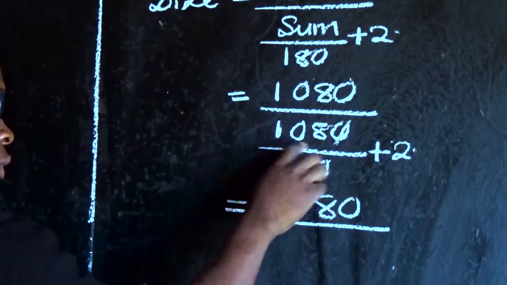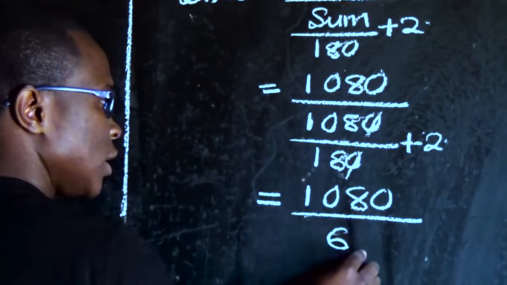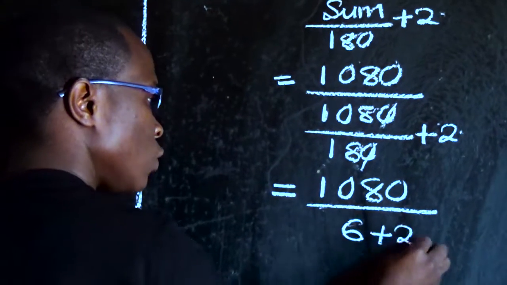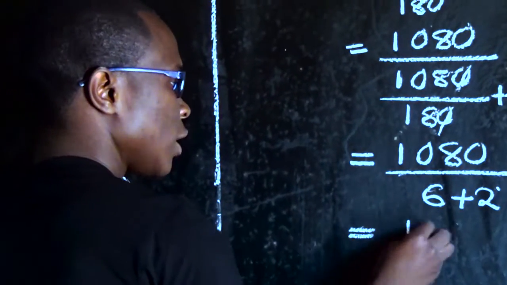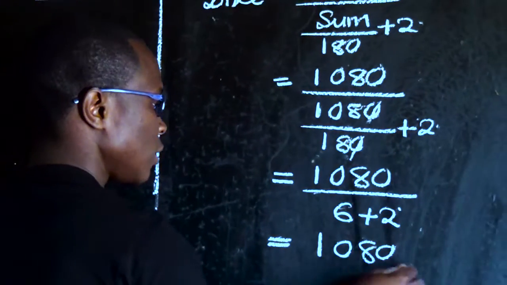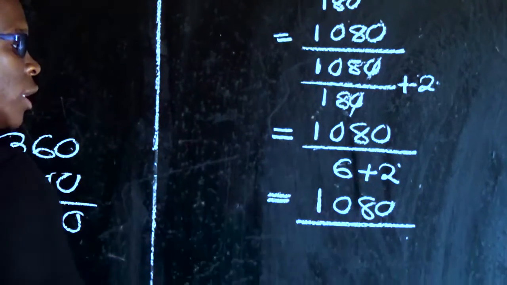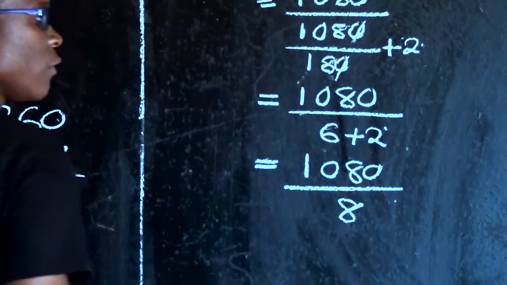So 18 into 108, you get what? You get 6. Now this 6 you add what? Plus 2. Are we moving together? Then you say it's equal to 1080 over 6 plus 2. You get what? You get 8. Are we moving together?